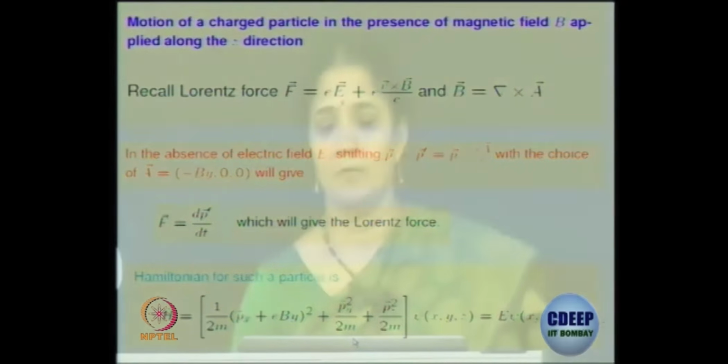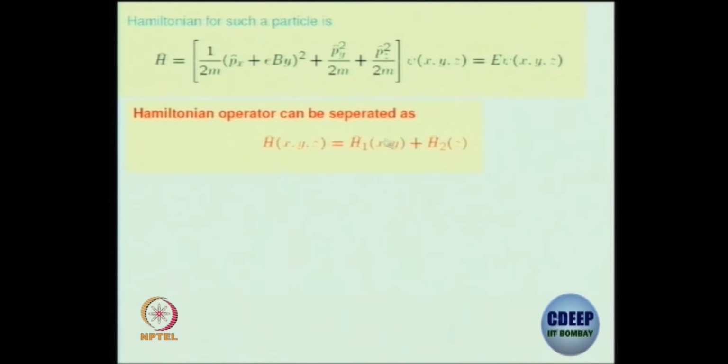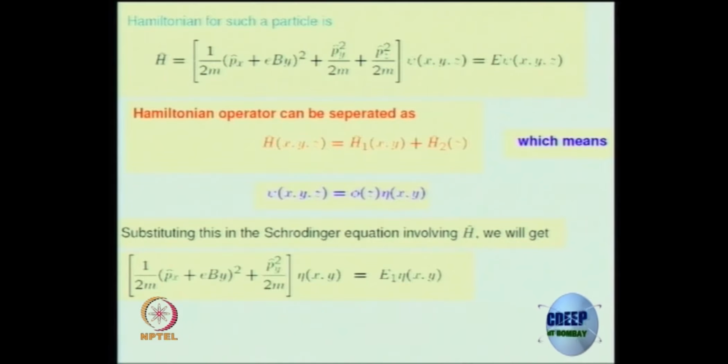And we see that the Hamiltonian operator can be separated as a coupled one with X and Y coordinates and the Hamiltonian for the Z, which is just Pz squared over 2M, which means I can write psi of XYZ as phi of Z times eta of XY. So separation of variables and you have E minus E1.